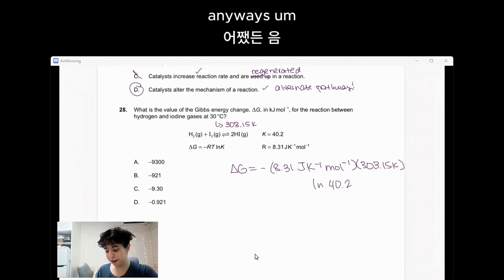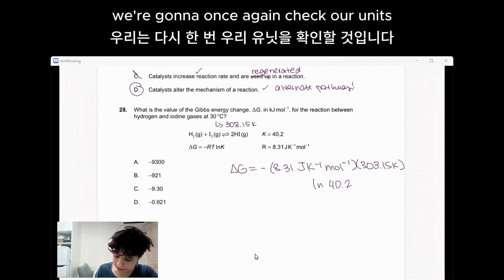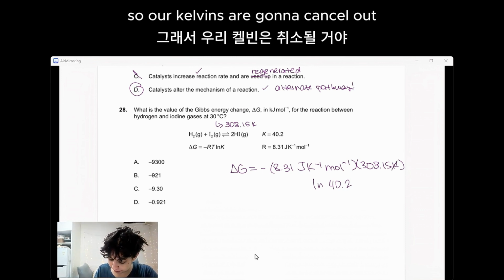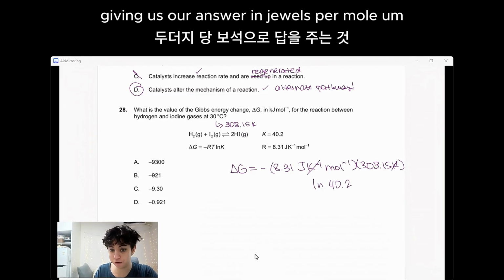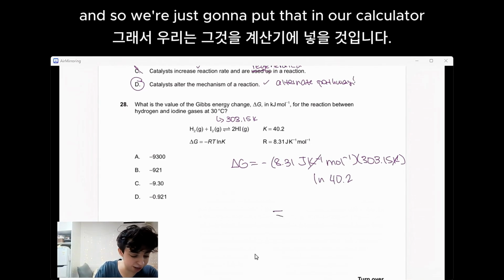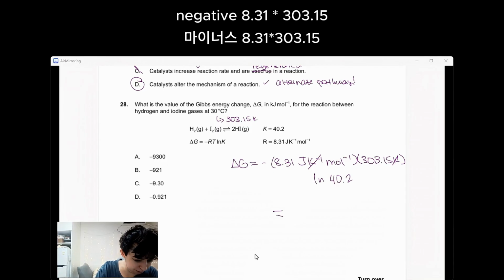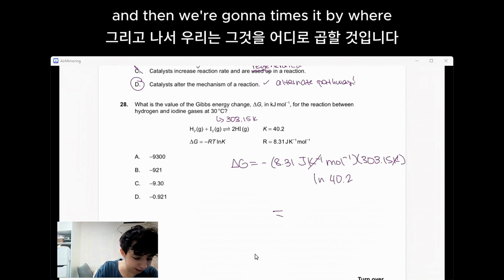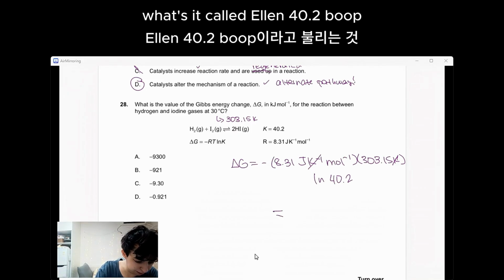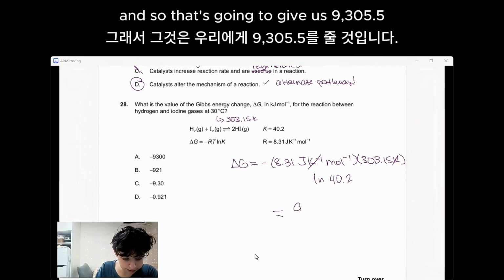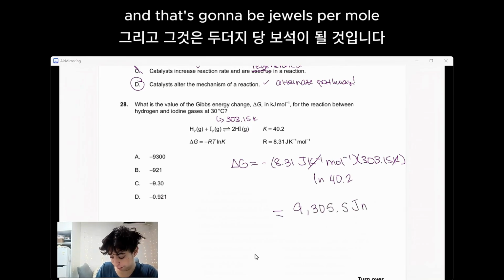Anyways, in this case we're going to once again check our units. Our Kelvins are going to cancel out, giving us our answer in joules per mole. So we're just going to put that in our calculator: negative 8.31 times 303.15, and then we're going to times it by ln 40.2. Boop. And that's going to give us 9,305.5, and that's going to be joules per mole.